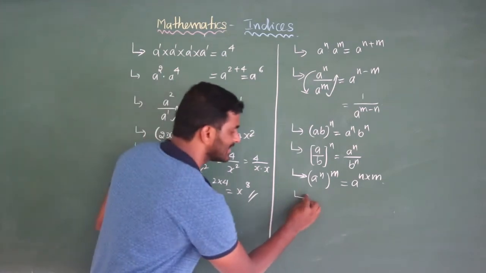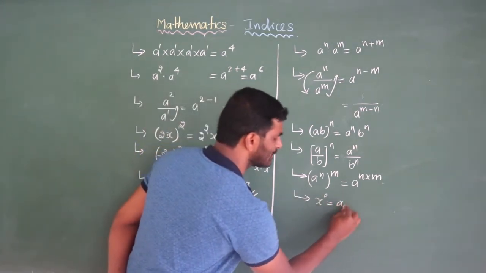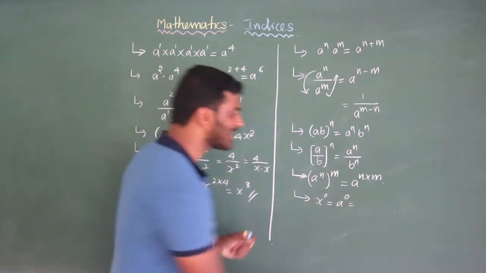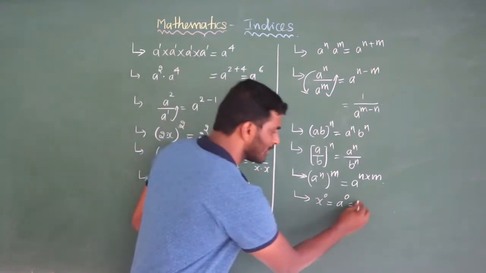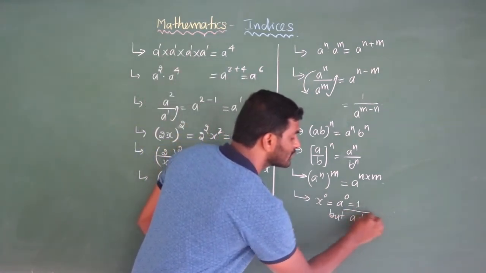Then what is x to the power of 0? Anything to the power of 0, a to the power of 0, the answer is 1. But note this point: a is not equal to 0.